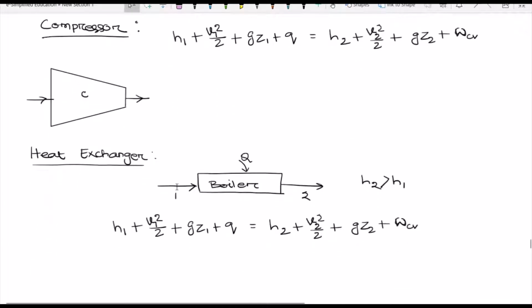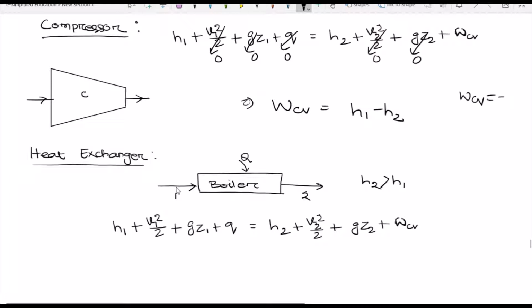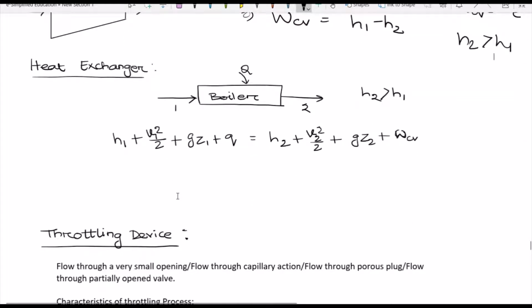and you will definitely reach the solution. Next, coming to the compressor. A compressor is opposite to the turbine, so the answer we will get is W control volume equal to h1 minus h2, and the other things, potential energy, kinetic energy and heat energy, will be 0. The control volume work done will be negative as h2 is greater than h1.